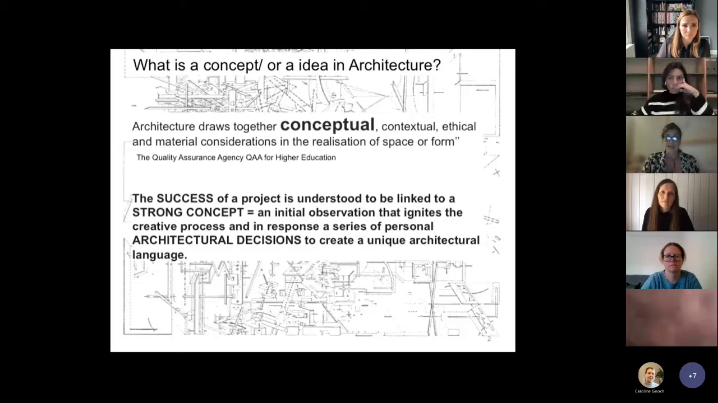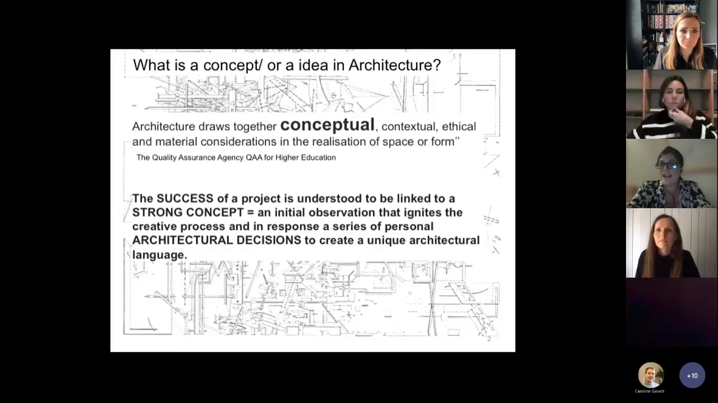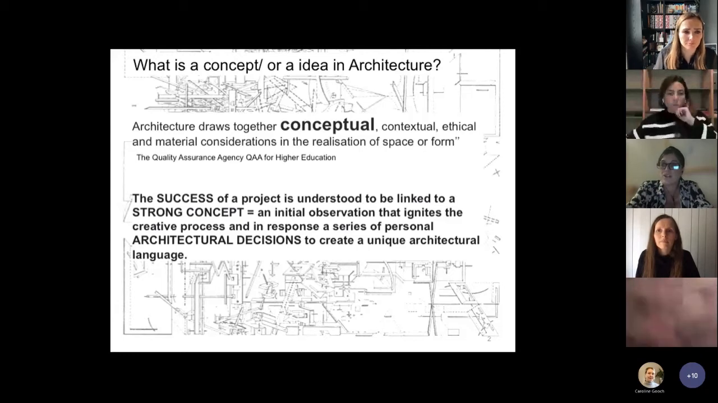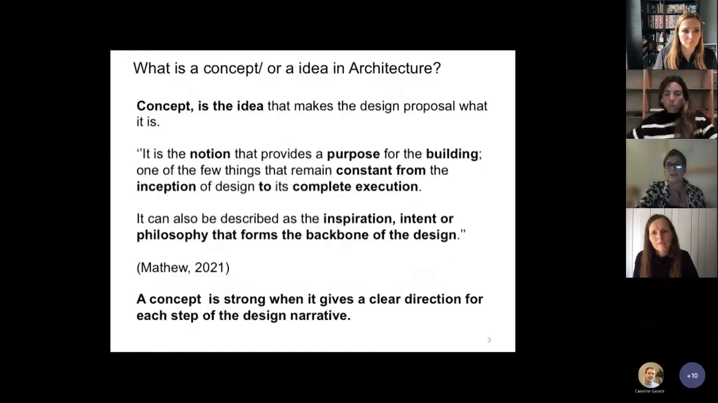Being design studio tutors for a long time, we have come to appreciate that identifying an initial response, this inspiration or concept, can be rather tricky. And the success of a project is understood to be linked to this strong idea that we have, this initial observation that should ignite the creative process and make our work very unique and special to us. And in response to that observation, there's a series of personal architectural decisions that should create this unique architectural language that is very personal to us.